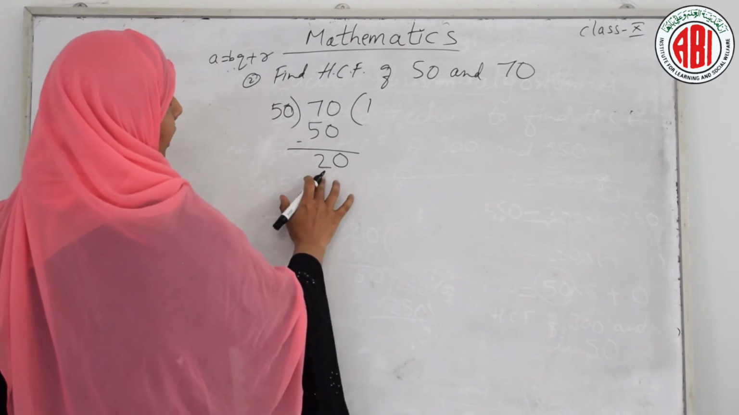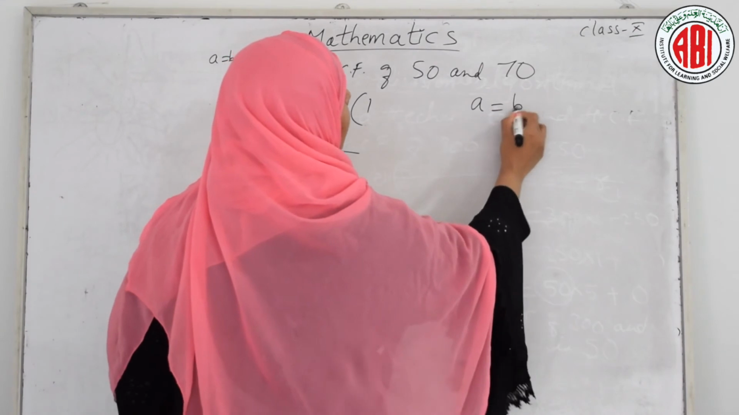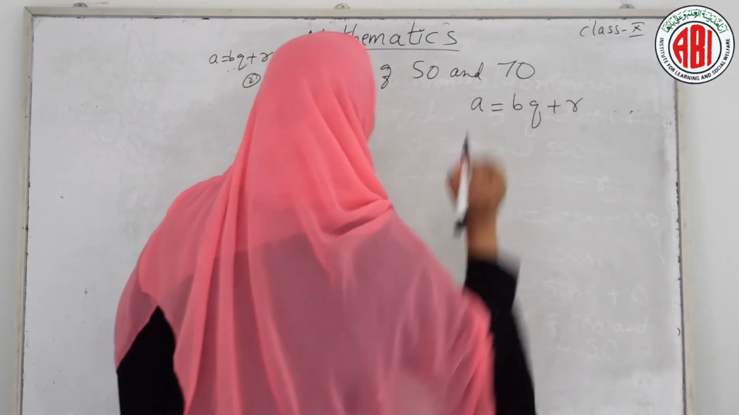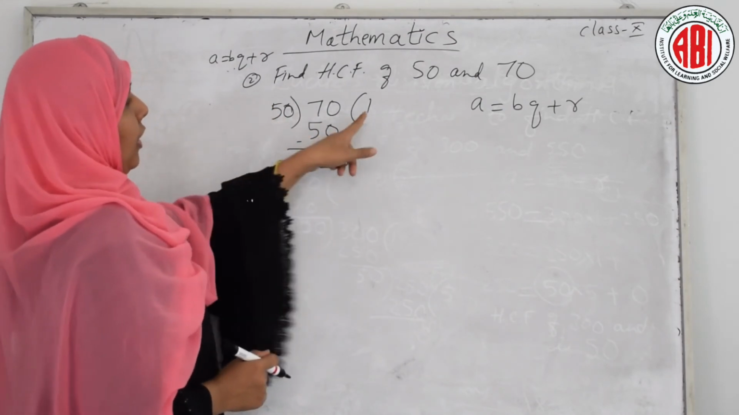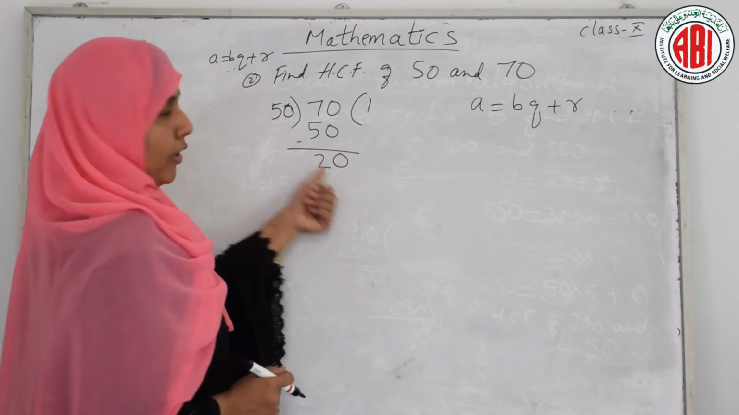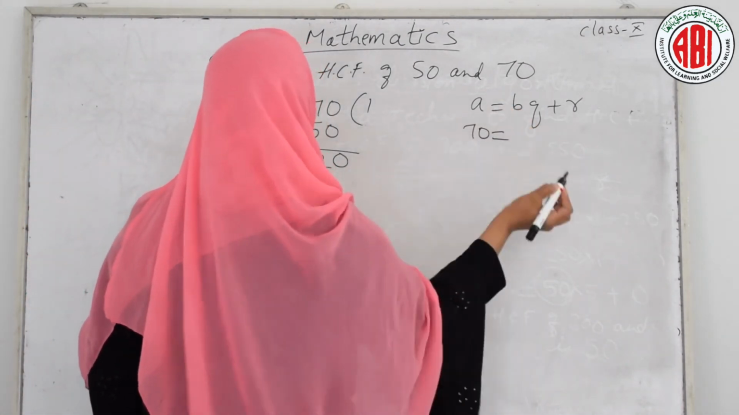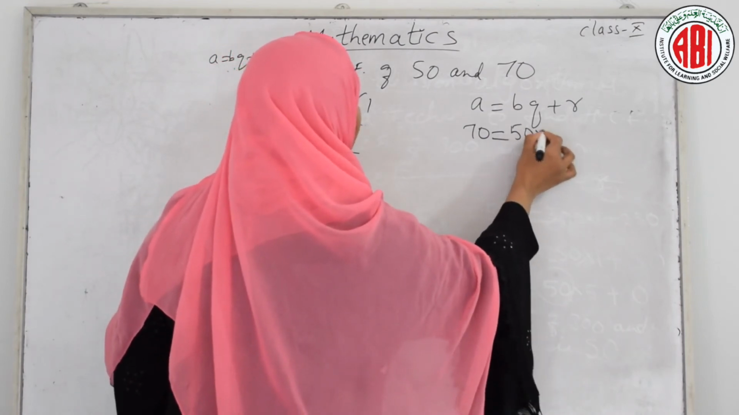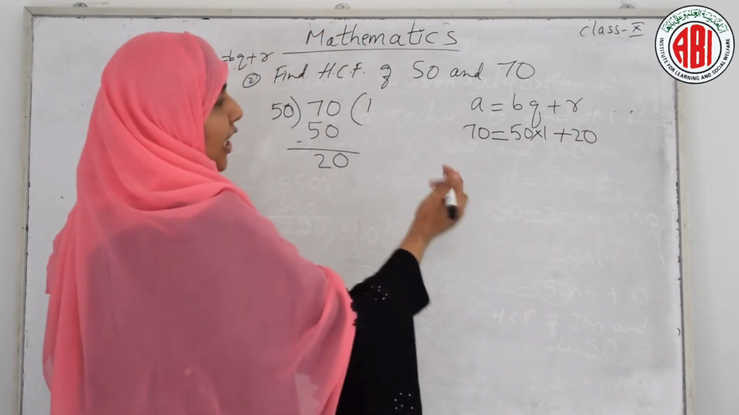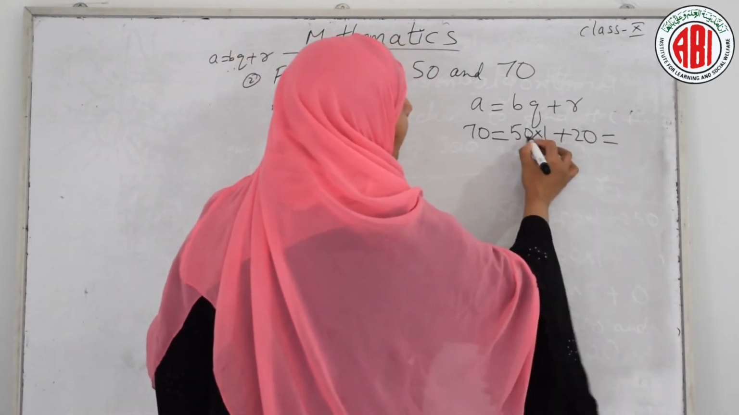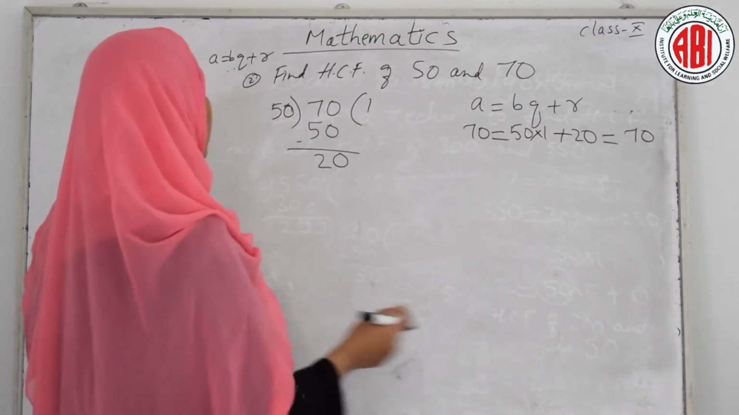Now since we are not getting remainder 0 here, this is the first step. We will write A equals BQ plus R. So what is A here? A is 70, B is 50, quotient is 1 and remainder is 20. So let us apply here: 70 equals B, 50, into Q, 1, plus remainder 20. If you want, we can prove it also. 50 times 1 is 50, 50 plus 20 is 70. So we are getting an equal answer. In this way we can verify also.